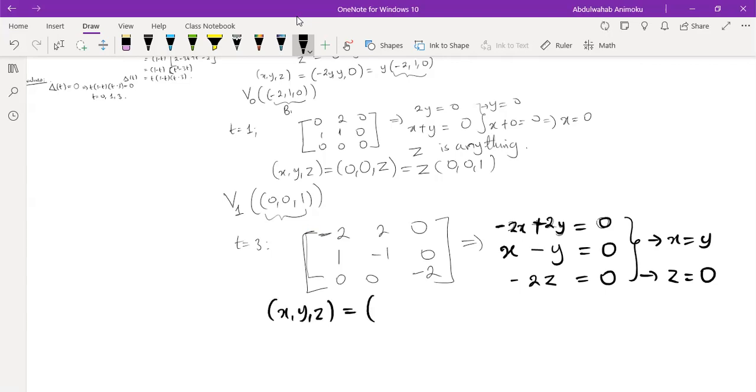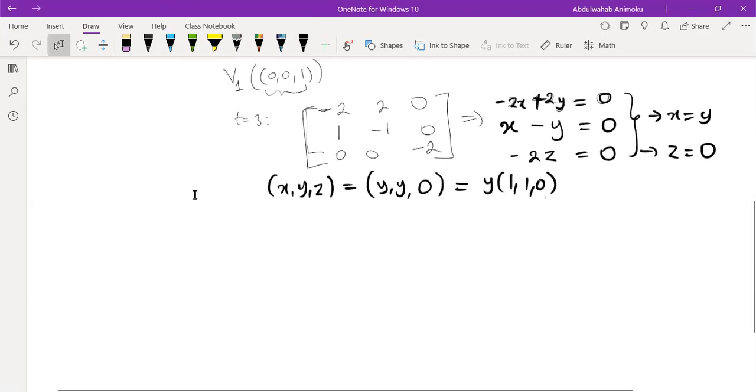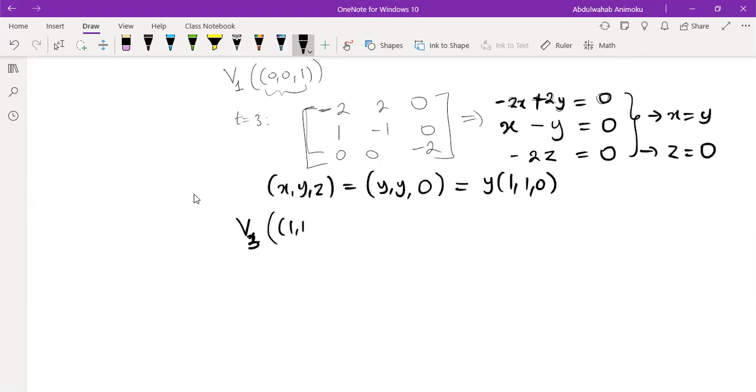So x, y, z will be: x is equal to y. Y will be the free variable. We could also choose x to be the free variable if you'd like to go that route. The answer is the same. And then this gives us 1, 1, 0. Now that you have this, what does that mean? It means that the solution space for this eigenvalue would be 1, 1, 0. And we're pretty much done.